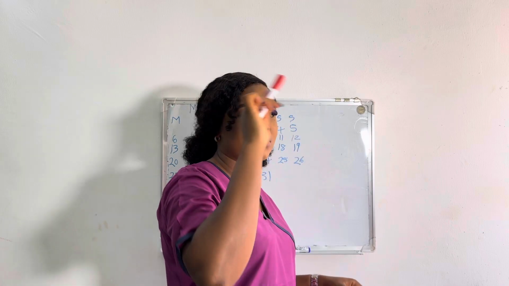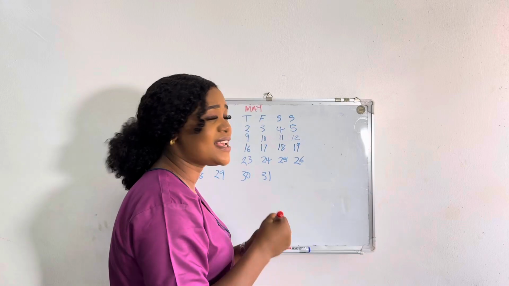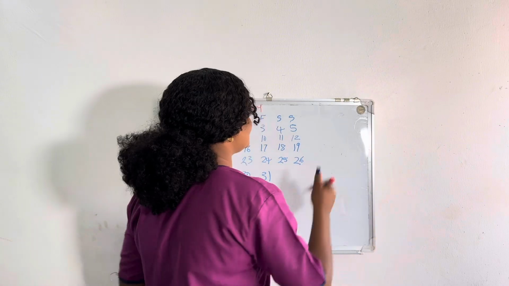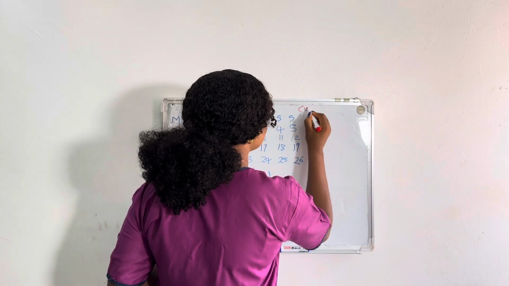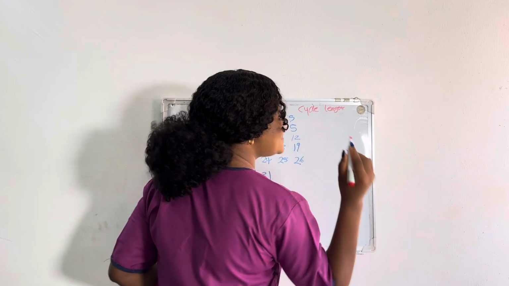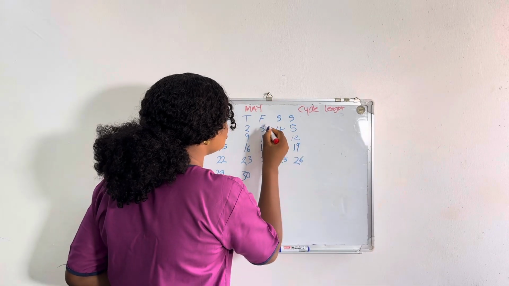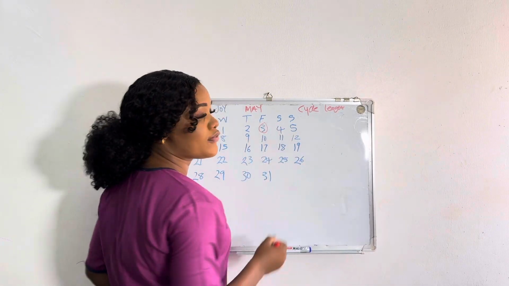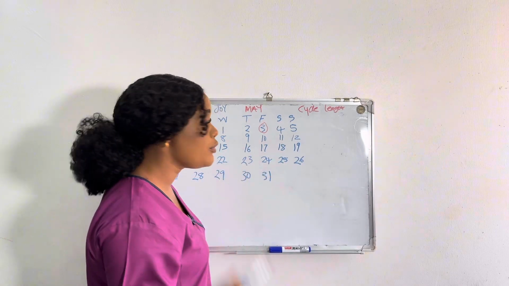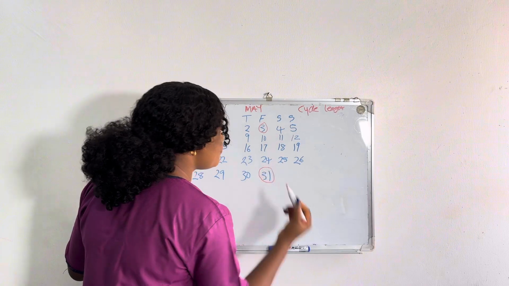I will leave a link to that other video I made so you understand better what I'm talking about. And remember I said to know your cycle length is simple. For example, I saw my period on the 3rd of May and my next period came, let me say, on the 31st of May.